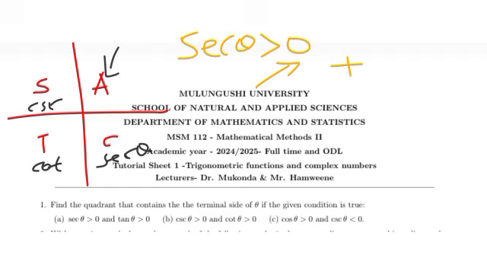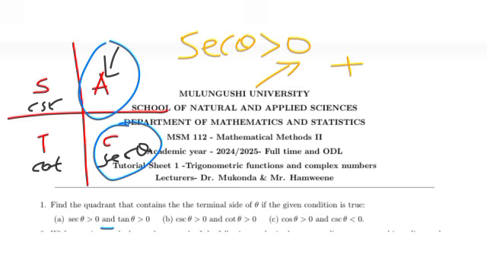Okay, so now let us solve this. Sec theta is greater than 0. So where is sec theta positive? Sec theta is positive in the first quadrant, and in which other quadrant? In the fourth quadrant. So sec theta is positive in those two quadrants. Now there's a condition here as well, saying and tan theta is greater than 0.